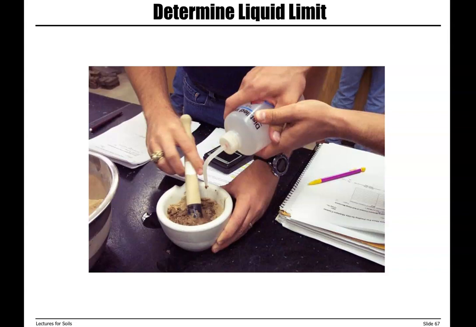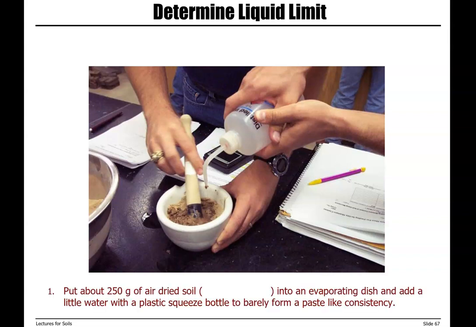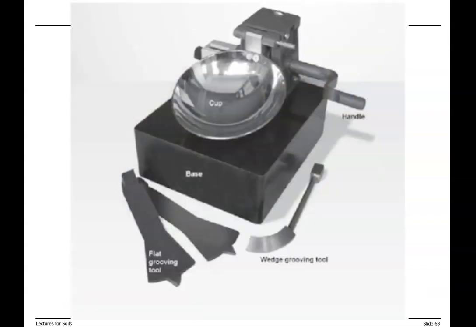So we don't want to add too much water. We start with a little bit of water and then mix it properly. So for this test, you need 250 grams of air-dried soil passing sieve number 40. This is what we use to do the liquid limit test.